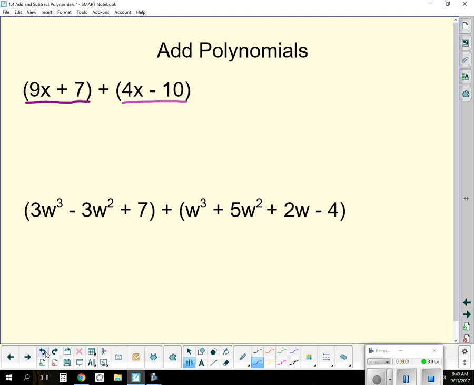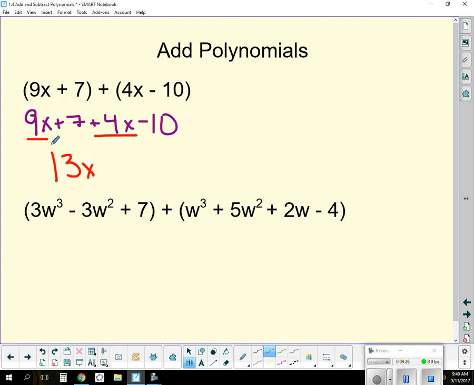So we could actually think of this problem as having no parentheses and just being 9x plus 7 plus 4x minus 10. And if we look at it like that, without the grouping, all we need to do is find like terms. Like terms have the same variables with the same exponents. 9x, 4x, those are like terms. We get 13x. 7 and negative 10, those are just normal numbers, constants. Those are like terms. Combine them and we get minus 3.